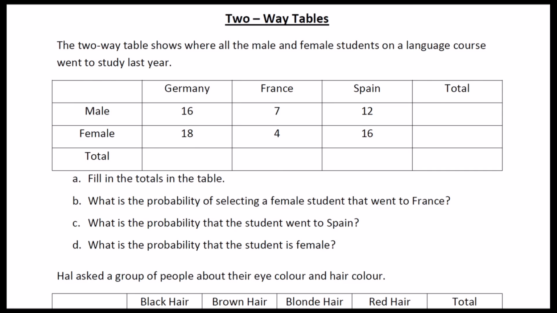So your final task is to complete the following worksheet on two-way tables and probability. The full worksheet has been attached to Show My Homework, so you have to download it to get all of the questions. You need to complete each of the two-way tables and answer a few probability questions about them. Please pause the video now and have a go at the worksheet, and when you're done you can check the answers against those that have been posted on Show My Homework. When you're happy that you've done your best, take a photo of your work and upload it to Show My Homework so I can see how you've got on.